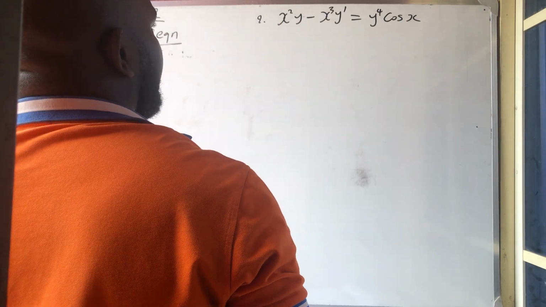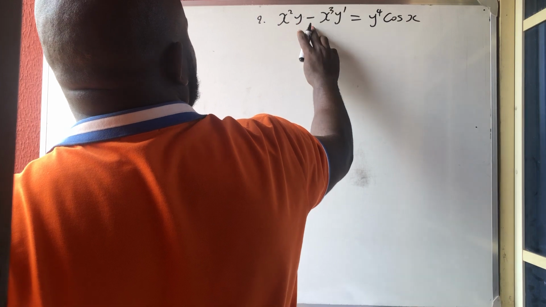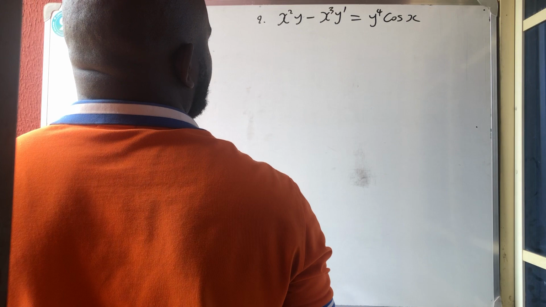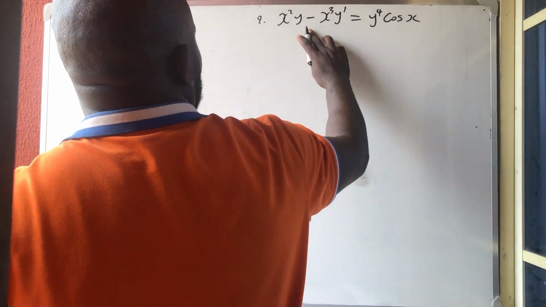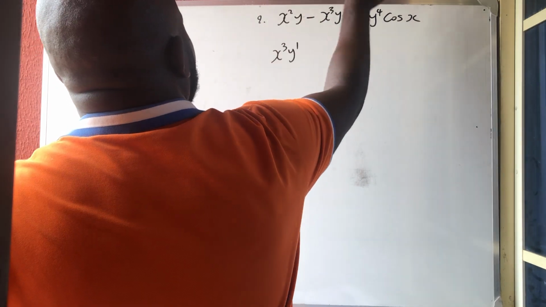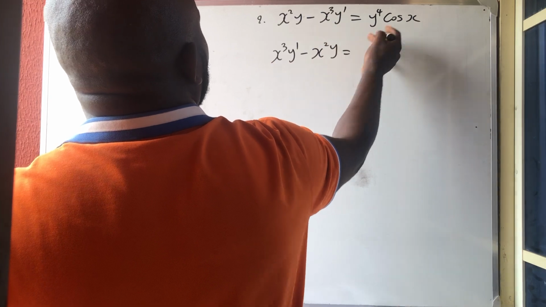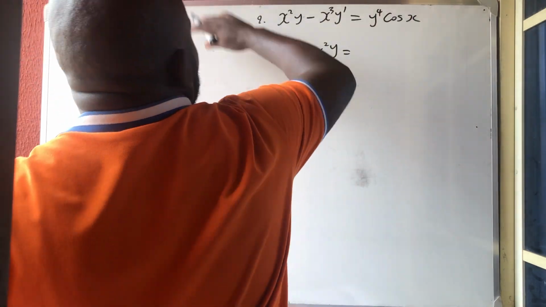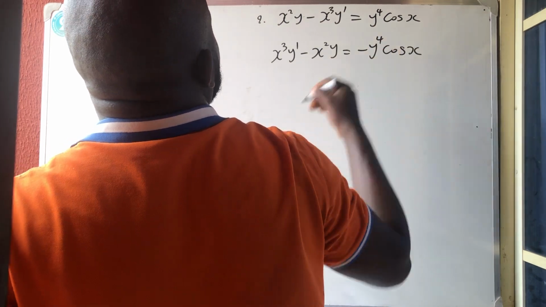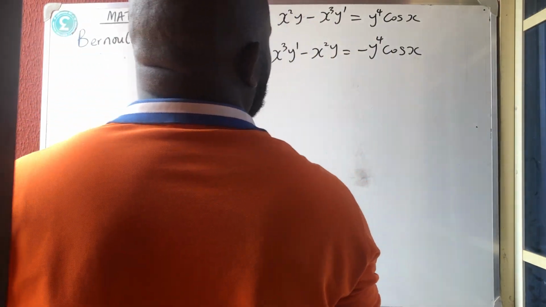So let me arrange it very well. Let me take this one to this side. I'm having x cubed y prime, this one moving here, I'm having minus x squared y is equal to this one now moving here, minus y raised to power 4 cos x. So the only problem I'm having now is y raised to power 4. Please forget about the minus. Y raised to power 4.